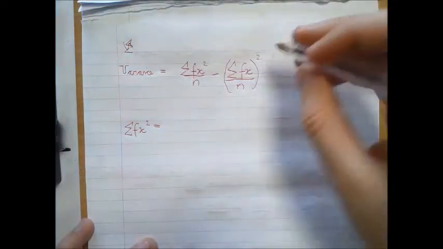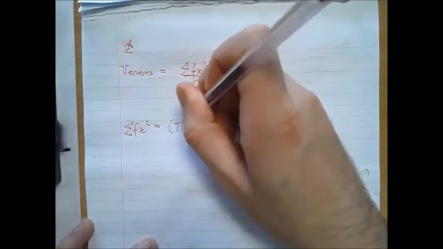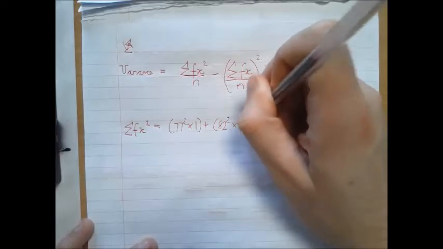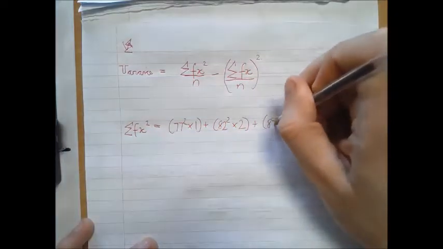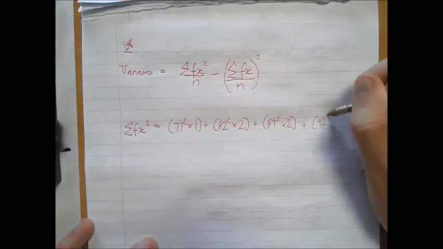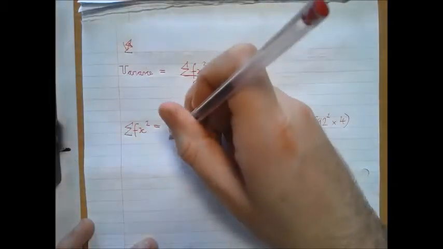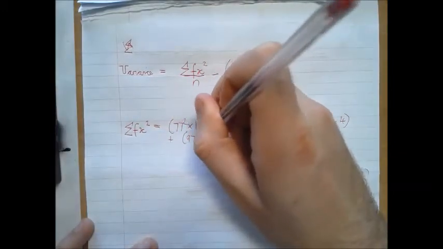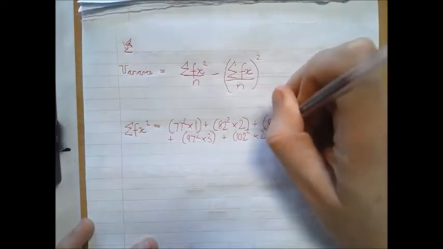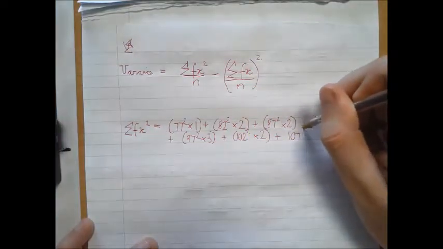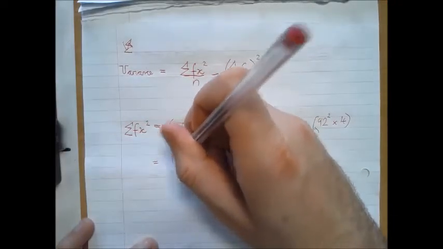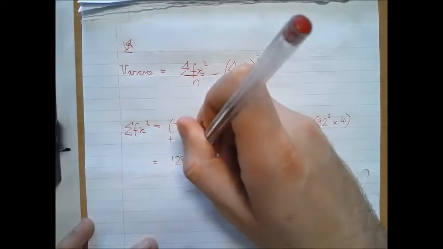So what we're going to have is 77 squared times 1, 82 squared times 2, 87 squared times 2, 92 squared times 4, 97 squared times 3, 102 squared times 2, 107 squared times 1. We should get a final value, once we put it in the calculator, of 128,855.